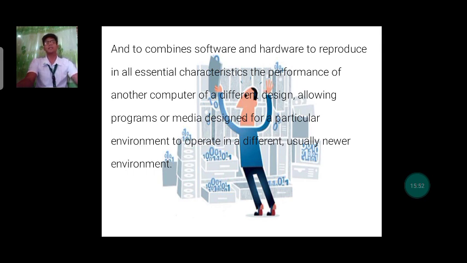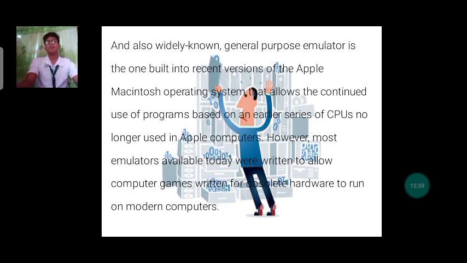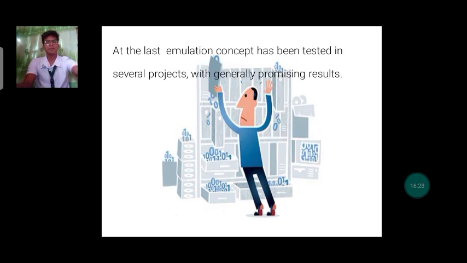So, the emulation concept has been tested in several projects with generally promising results. And also, a widely known general purpose emulator is the one built into the recent versions of Apple Macintosh. Ito nga yung example kanina. Operating system allows the continued use of programs based on the CPU. And the last part, the emulation concept has been tested in several projects with generally promising results.